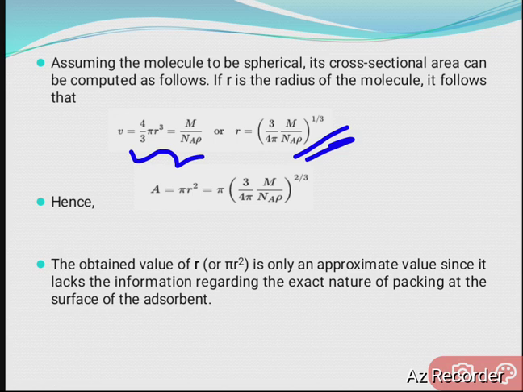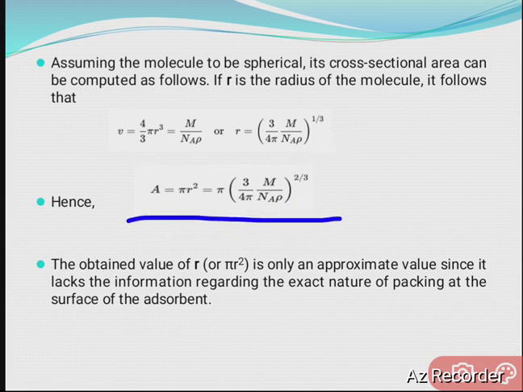And the cross-sectional area A of the sphere is given by A equals pi r square. We know the value of R. Substituting that R value in this expression, we get the area: pi into (3 divided by 4 pi into m divided by Na into rho) whole to the power of 2 by 3. This is the area of the adsorbent.